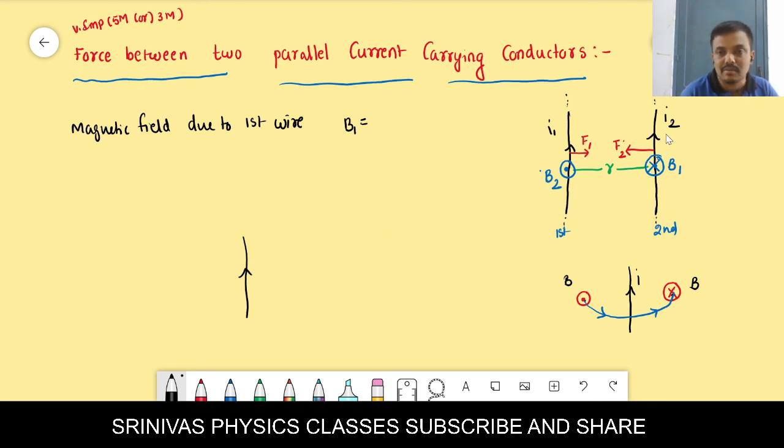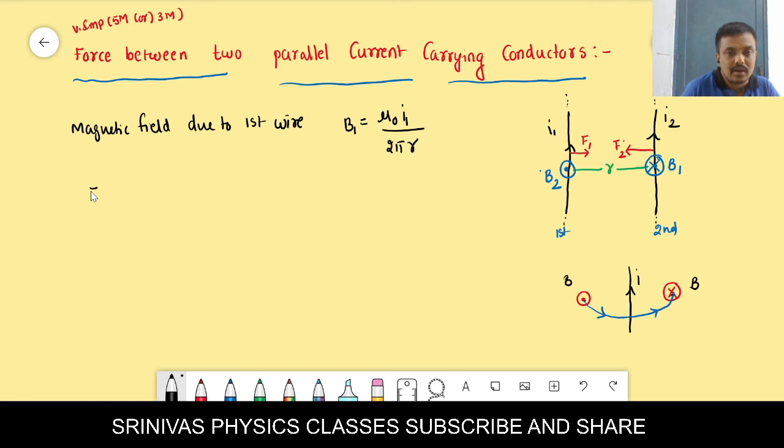What is the formula for the magnetic field at a distance R? Here B1 is due to the I1 wire. B1 formula, anybody? Magnetic field due to an infinite straight wire. Very good. But here I want it due to the first wire, that's why mu naught I1. At what distance do you want it? At R distance. B1 is the field due to the first wire: mu naught I1 by 2 pi R. Very good.